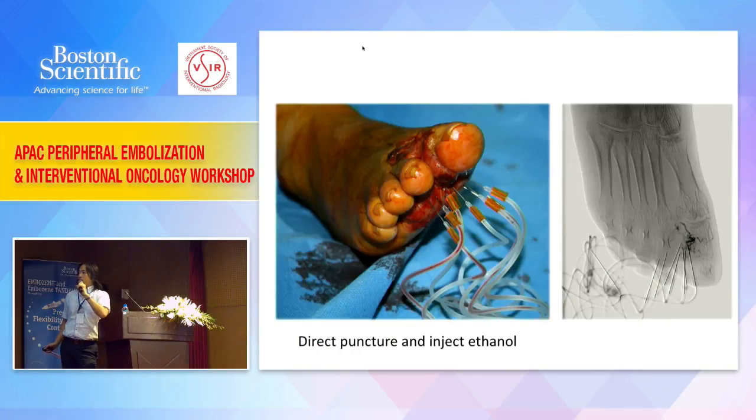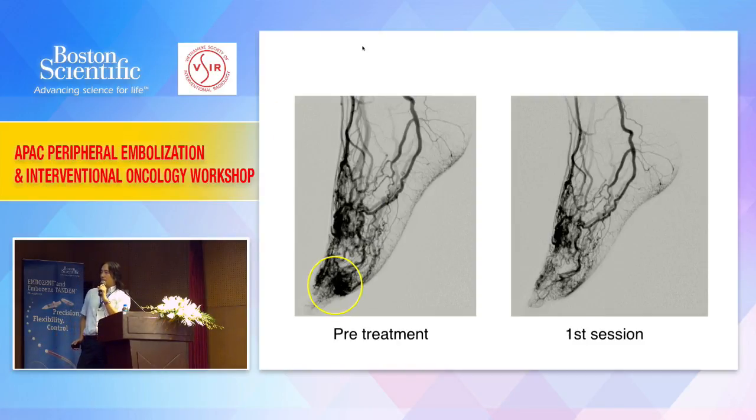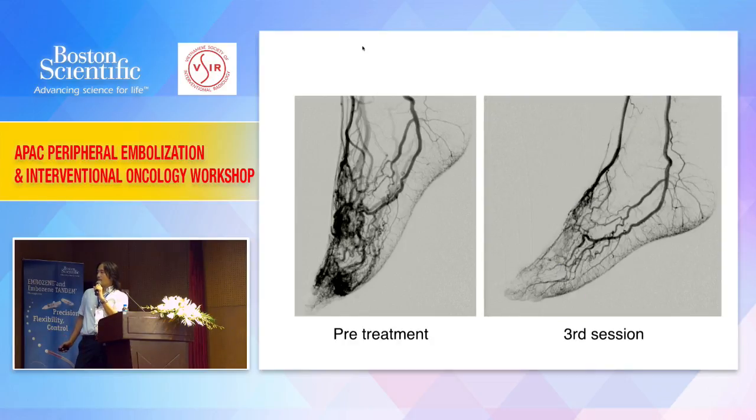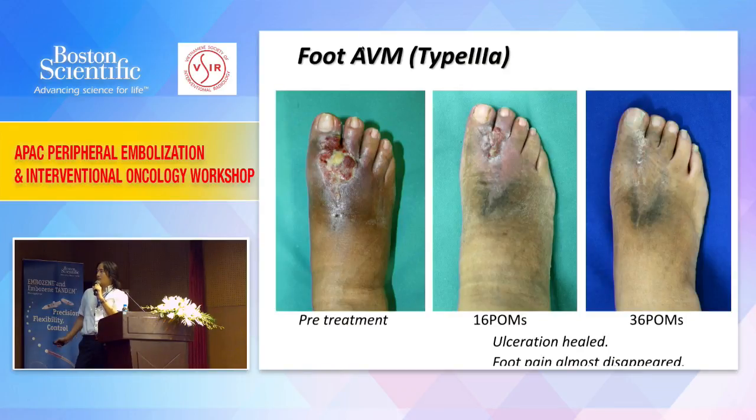So Dr. Osaka punctured the AVMs and injected alcohol. After the first session, he treated here. Next, he treated here. Finally, the ulcer healed.